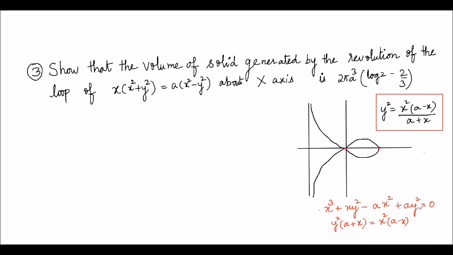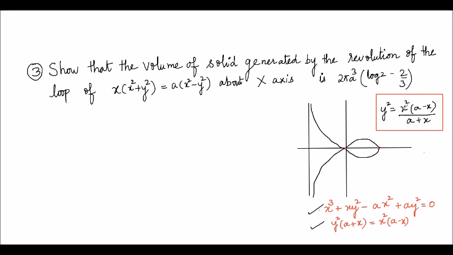We have rearranged the terms of the equation of the curve, and when simplified, we get y² = x²(a − x)/(a + x). Now, let us check for what values of x this curve is defined. Since we have y², the right hand side should be positive, because otherwise y will not be defined; it will become complex.